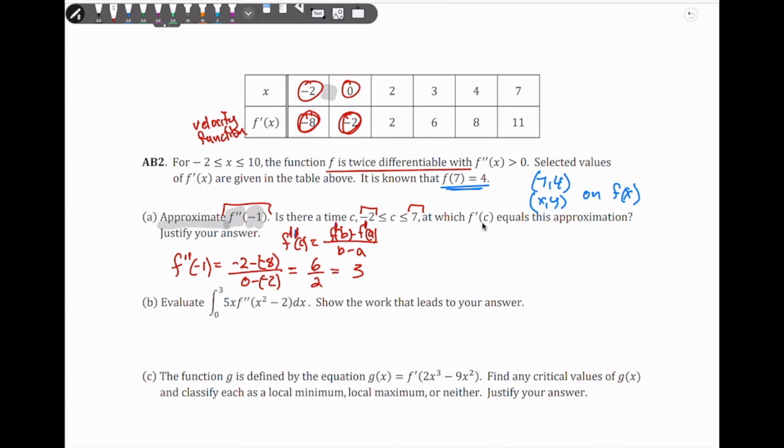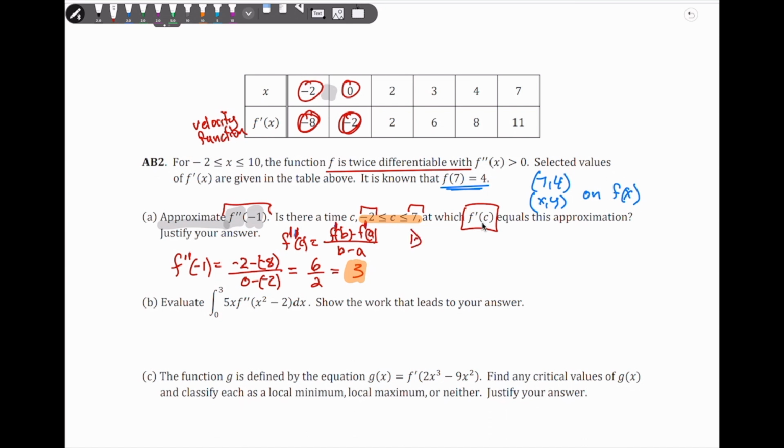And then the second part says, is there a time between -2 and 7 at which this derivative, at a c value, equals this approximation? So we're trying to find, let me go ahead and highlight that, between -2 and 7, is there a c value where f prime of that c would actually equal this 3 value here. So let's go ahead. This deals with, of course, the intermediate value theorem.